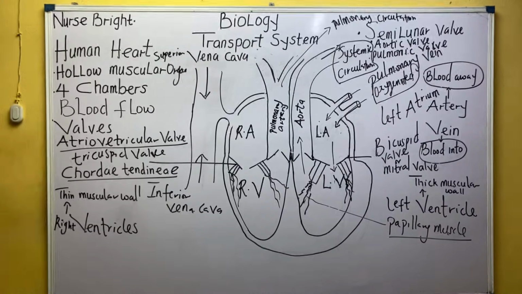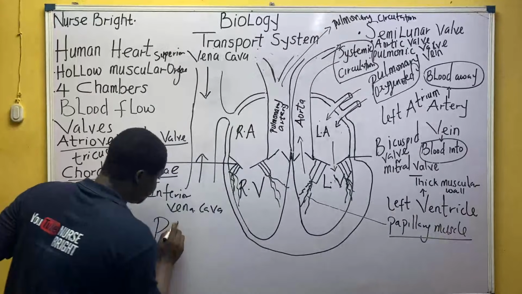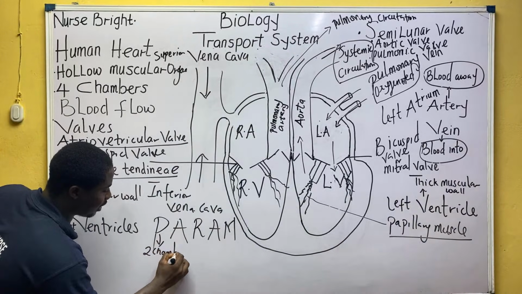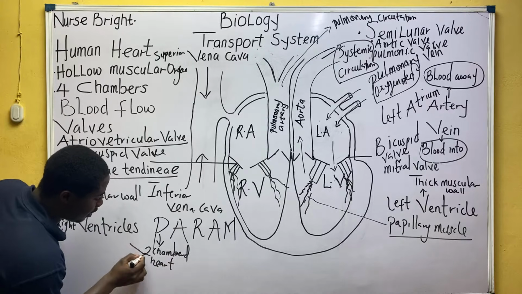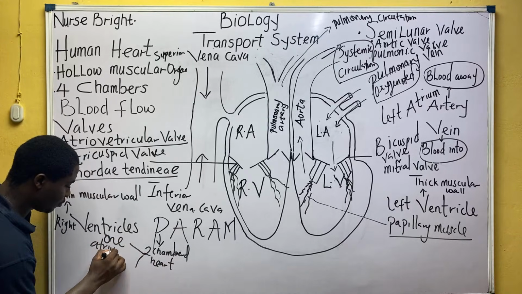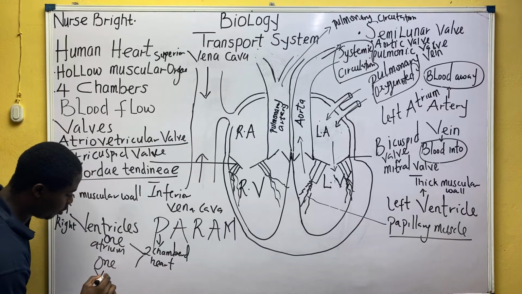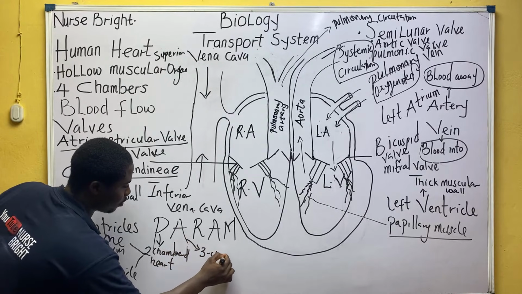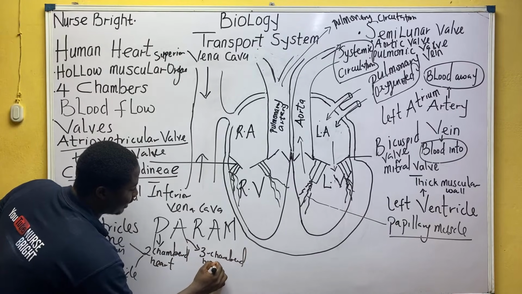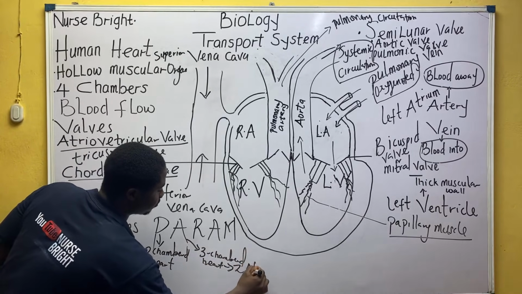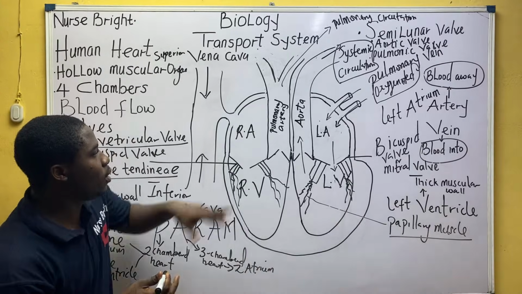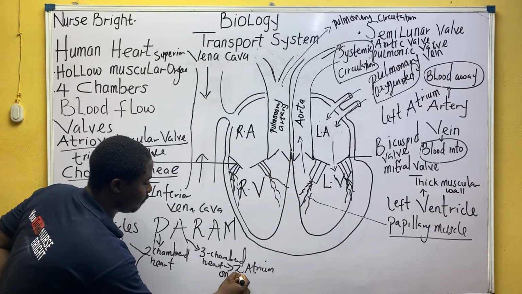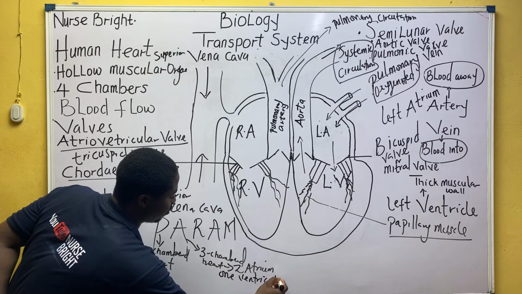Amphibians, I'm talking about the vertebrates. So fishes have a 2-chambered heart: 1 atrium and 1 ventricle. These others have 3-chambered hearts. What are the 3-chambered hearts? They have 2 atria and 1 ventricle, for amphibians.